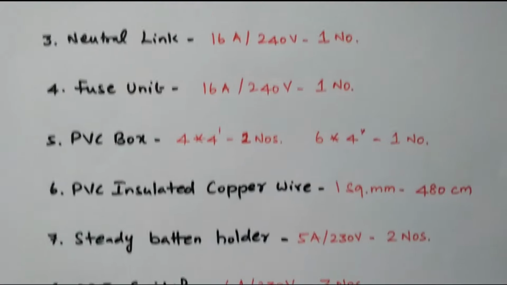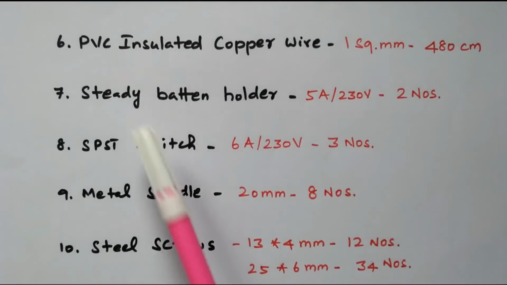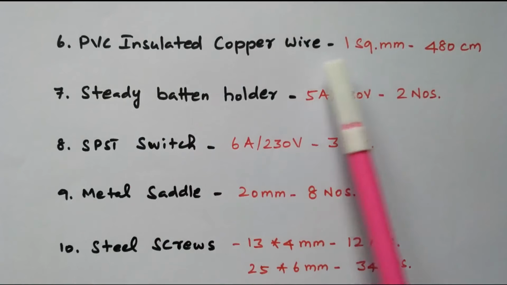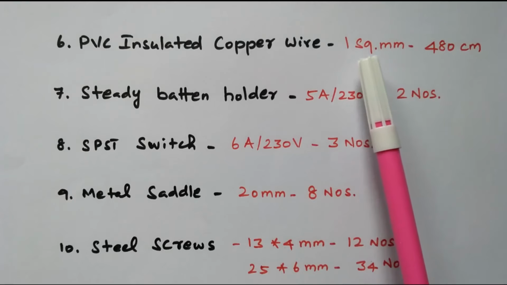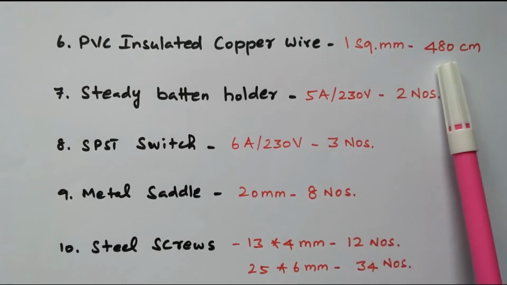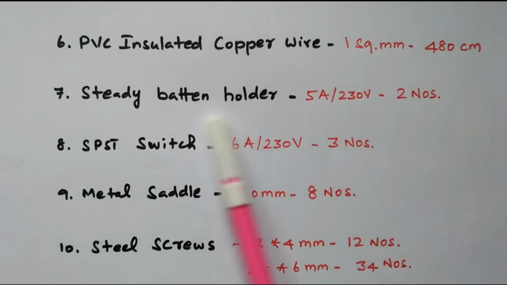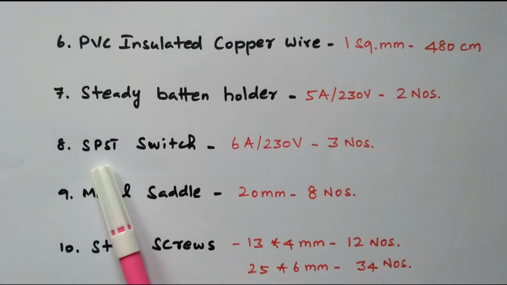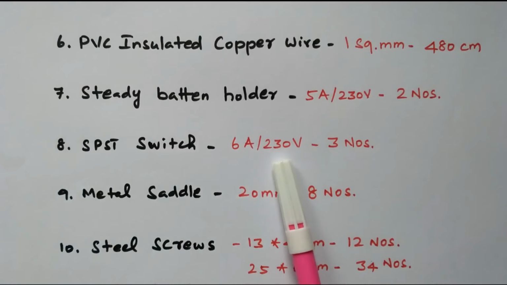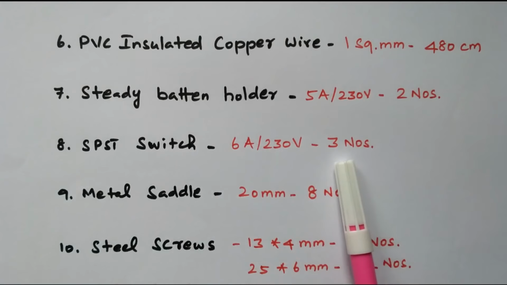Then other requirements are PVC insulated copper wire, 1 square millimeter is enough, because we need only 1 lamp, 1 plug point and 1 calling bell. That is 480 centimeters required, decided from the dimensions given in the diagram. Batten holder, 2 numbers, in order to keep the lamp and the calling bell. SPST switch 6 ampere 230 volt, 3 numbers: one for lamp, one for calling bell, one for plug point.